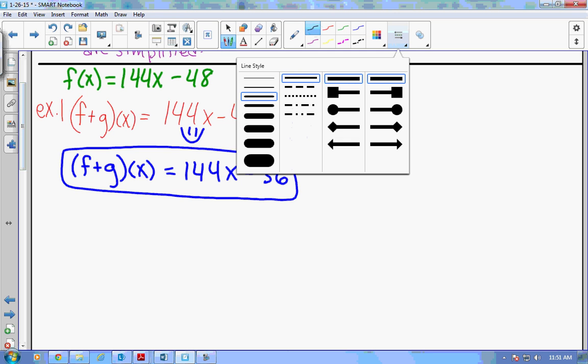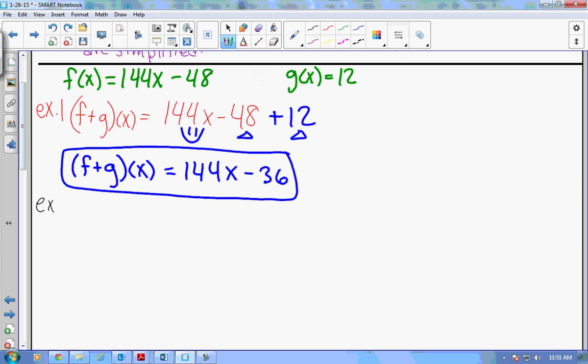Okay, let's try another one. Example 2. We're still using those green functions at the top. We're going to do f minus g of x. F minus g of x. Order is important. Technically, with addition, you can add in any order and you'd be fine, because we have this thing called the commutative property of addition and the commutative property of multiplication, and you can add in any order and get the same answer. But subtraction doesn't work that way. So just make it a habit to always do it in the order written.